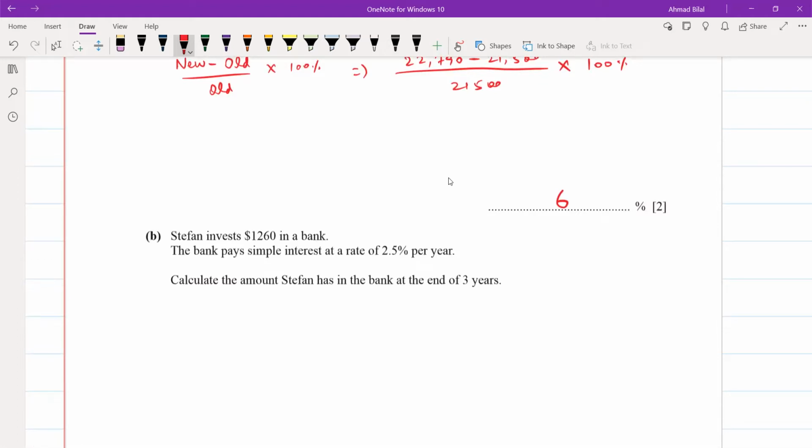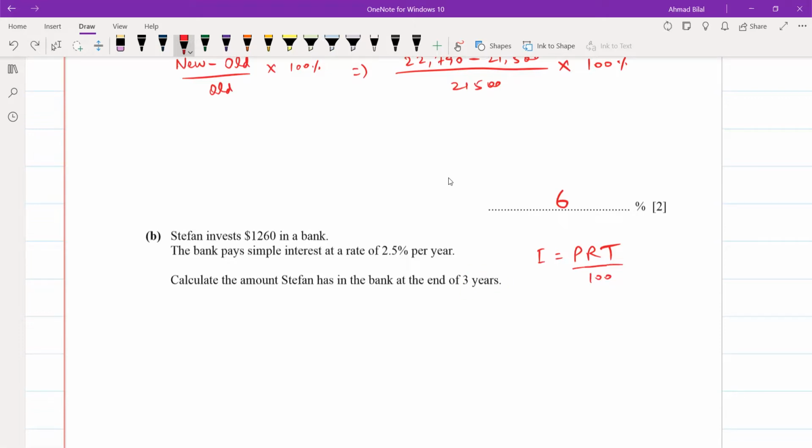The bank pays simple interest at a rate of 2.5% per year. Okay, now remember, it's simple interest. We used to say I equals the interest equals PRT. अगर आप जो है वो rate को percentage में लिख रहे हो, decimals में लिख रहे हो, this is fine. अगर आपने 2.5 डालना है तो फिर आप R को 100 से divide कर दोगे. So that's your interest. Calculate the amount Stephen has in the bank at the end of 3 years.